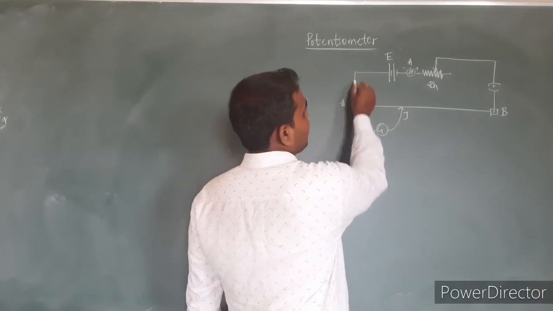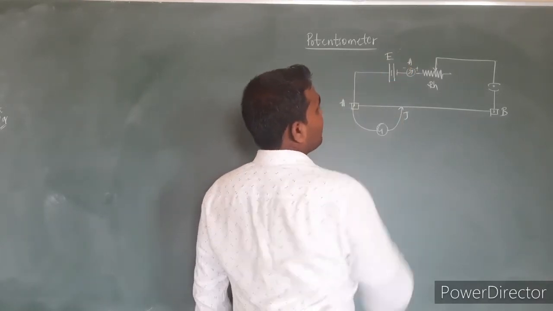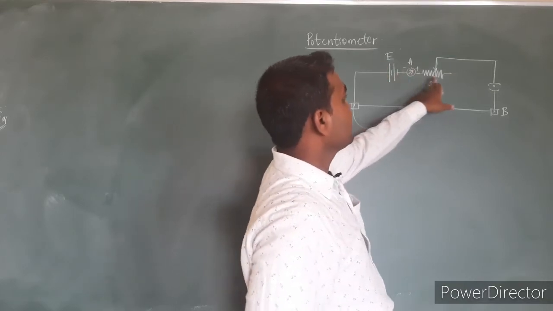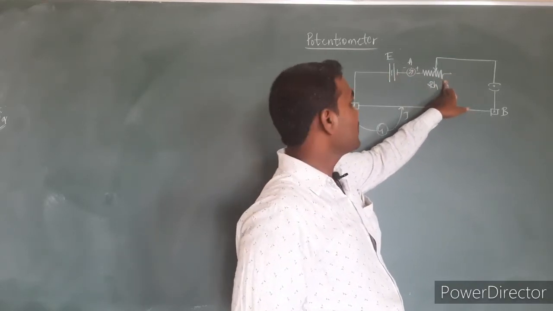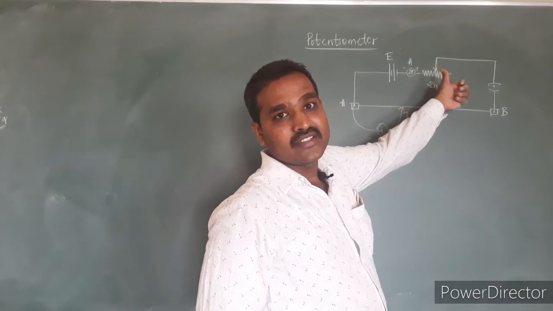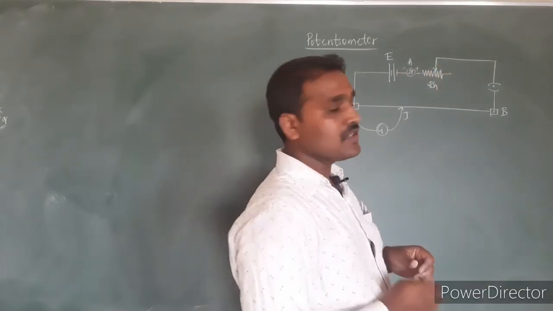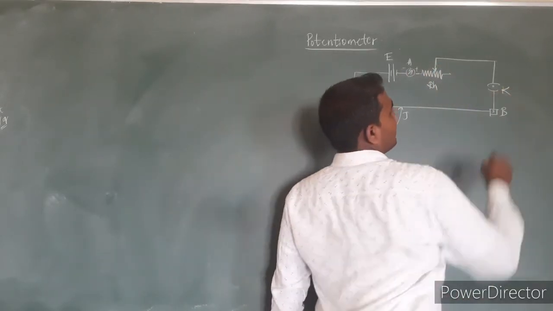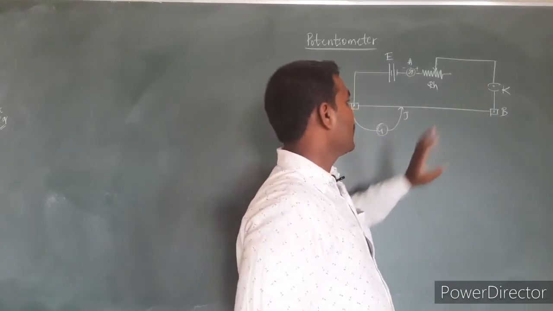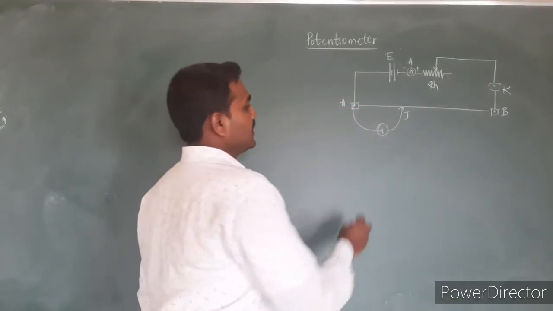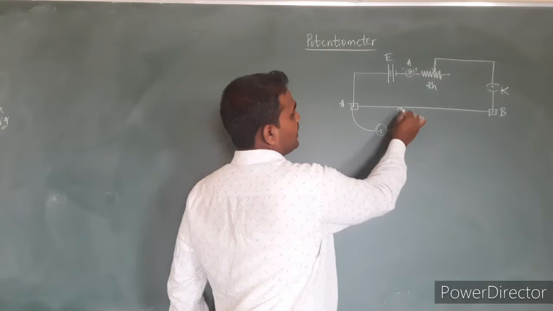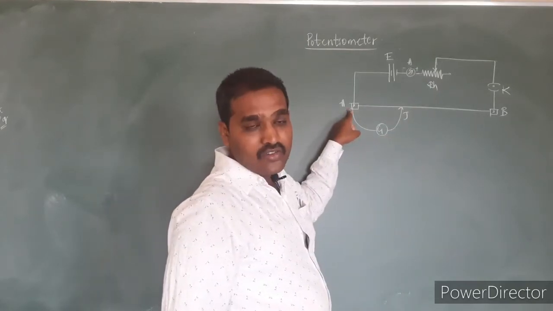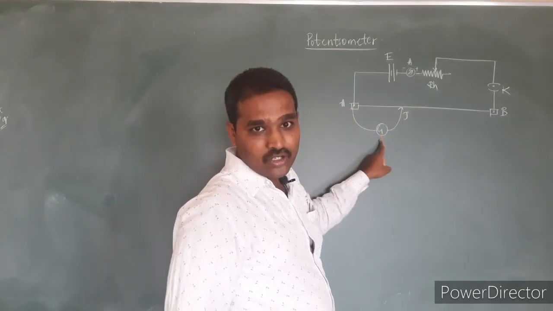This wire is connected to a cell of EMF capital E, which is connected in series with a rheostat to maintain the desired value of electric current through the circuit. We are using a key in the circuit here. Now there is a jockey connected to the left terminal of the metal wire through the galvanometer.